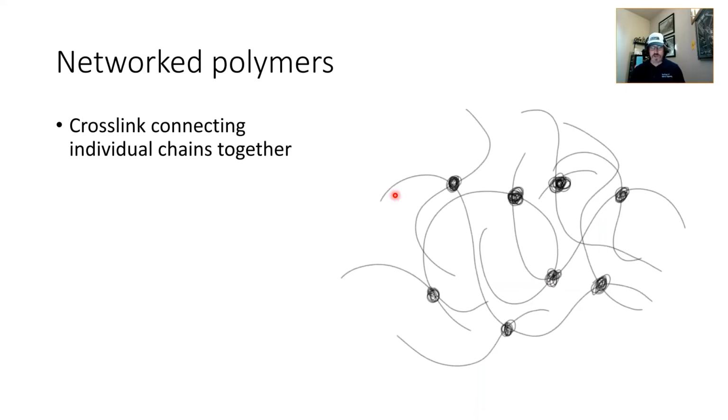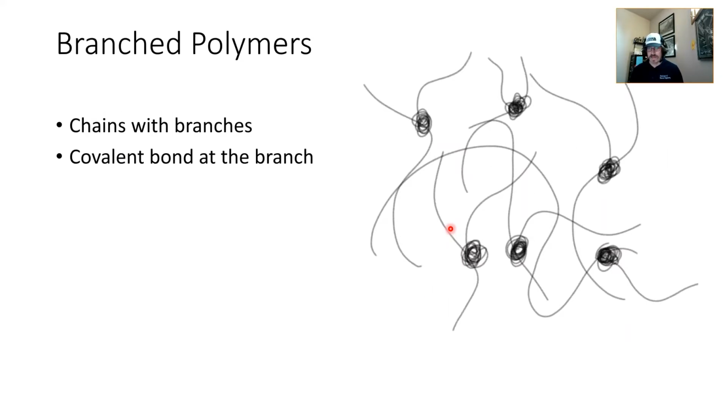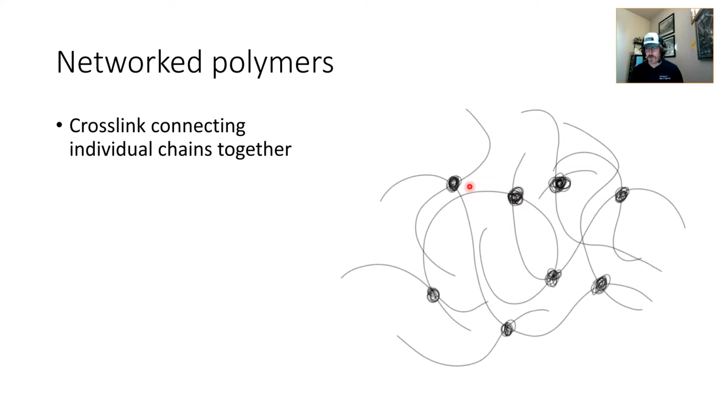When we have networked polymers now, and again, this is a recap of what we talked about before, thinking about crosslinks at this point. And so here now, it's like this bowl of spaghetti, right? But now they're all cross-linked to one another, so you get some more rigidity.